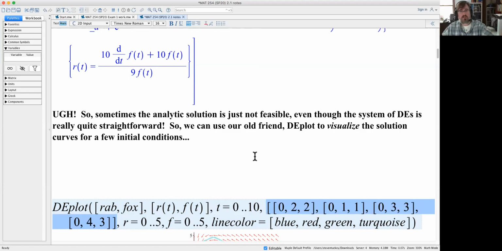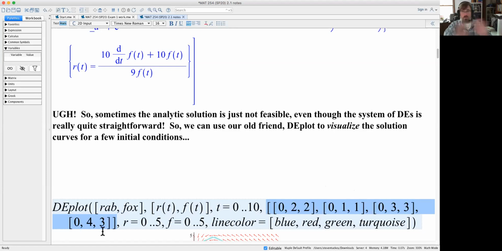Beautiful. The first number in that ordered triplet, not ordered pair, but an ordered triplet, is the value for time. The second, because you've identified the second one to be the rabbit, and then the third one to be the fox population. So that means 0 time, 2 rabbits, 2 foxes. Then the next one is 0 time, 1 rabbit, 1 fox. The next one is 0 time, 3 rabbits, 3 foxes. And then the last one is 0 time, 4 rabbits, 3 foxes.